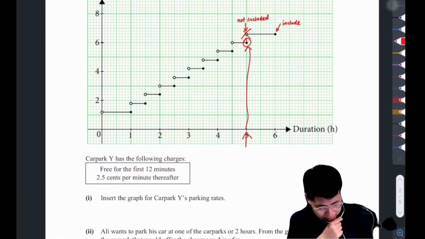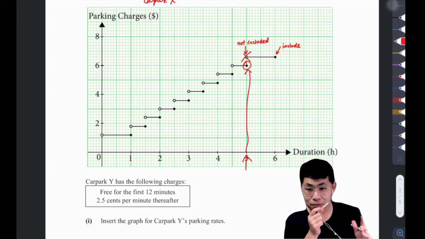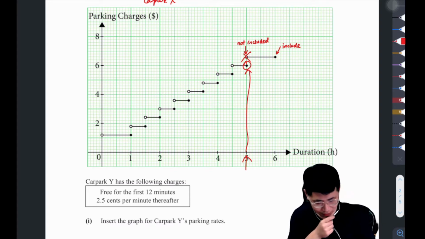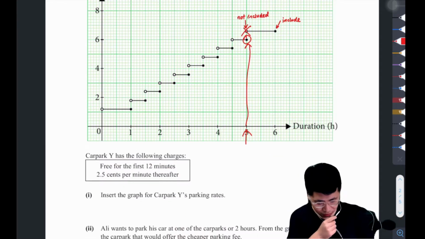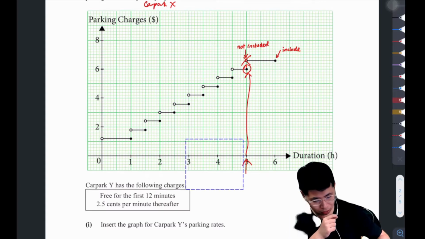Car park Y has the following charges: free for the first 12 minutes and 2.5 cents per minute thereafter. So insert the graph for car park Y's parking rate. We need to draw the graph for car park Y.